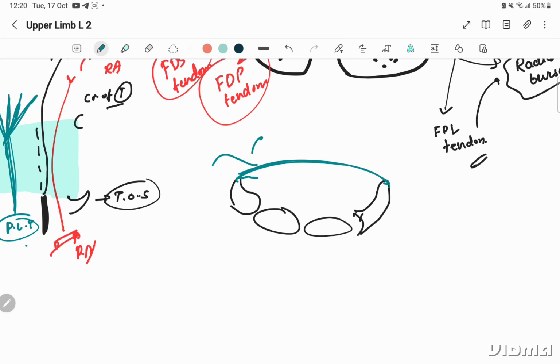I said there is a superficial slip here. There is a deep slip which extends deeply. Below the superficial slip we have two structures. I said that is the ulnar nerve and the ulnar artery.